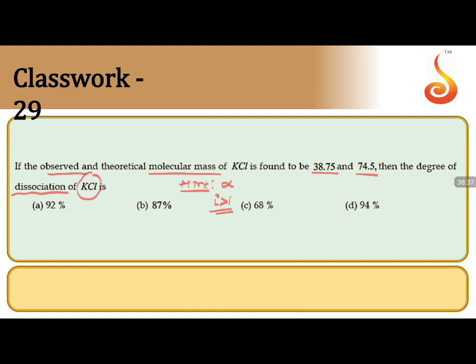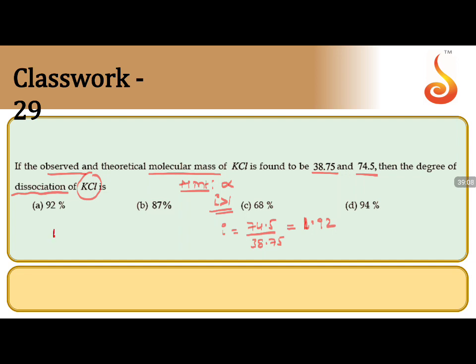Remember this one. Now i is the ratio of two molecular masses. If we take 74.5 by 38.75, we will get a value greater than 1. What is this? 74.5 by this value will be equal to 1.92 approximately.